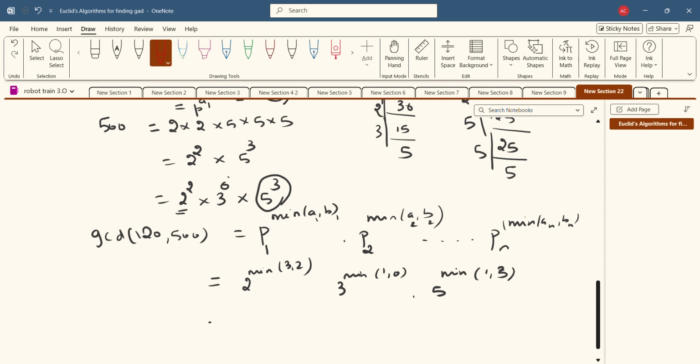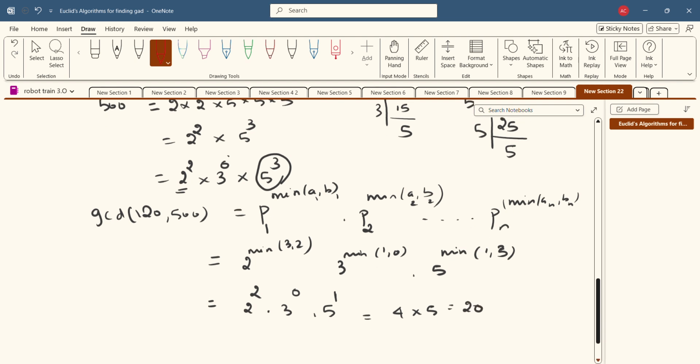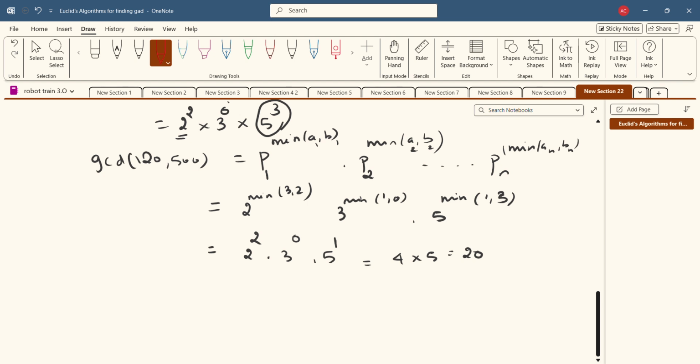So this is equivalent to 2 power minimum of 3, 2, times 3 power minimum of 1, 0, times 5 power minimum of 1, 3. The minimum for 5 will be 1. So the answer is 4 into 5, which is equivalent to 20. In this manner, we are going to compute the greatest common divisor by using prime factorization.